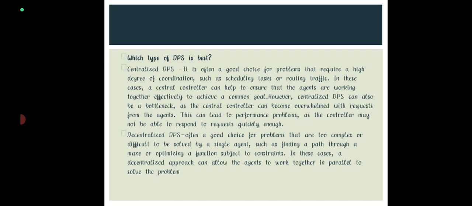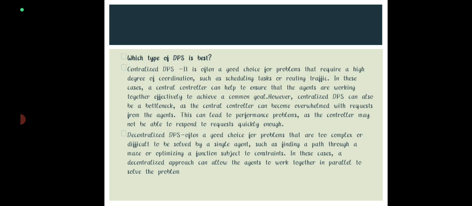We can discuss which one of these two types of DPS is best. First we explain centralized DPS. It is often a good choice for problems that require a high degree of coordination, such as scheduling tasks or routing traffic. In these cases, the central controller can help to ensure that the agents work together effectively to achieve a common goal.